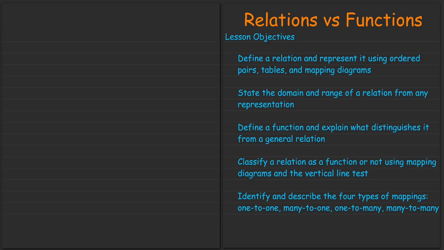You should be able to define a function and explain what distinguishes it from a general relation. You should be able to classify a relation as a function or not using mapping diagrams and the vertical line test. And finally, you should be able to identify and describe the 4 types of mapping. That is a one-to-one, many-to-one, one-to-many, and then many-to-many.